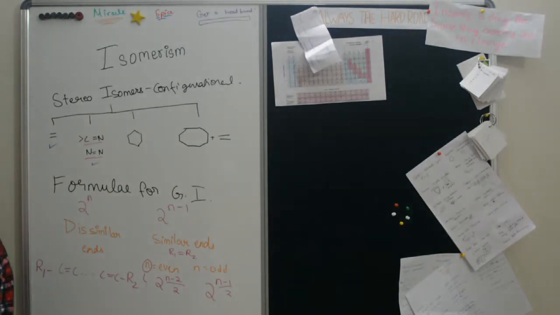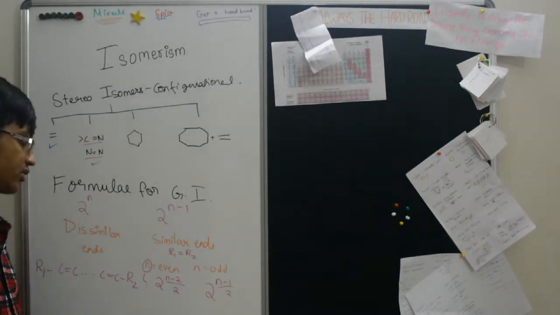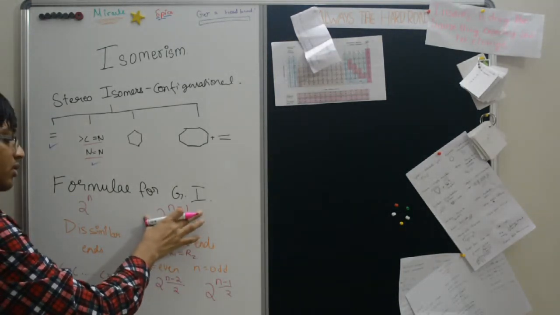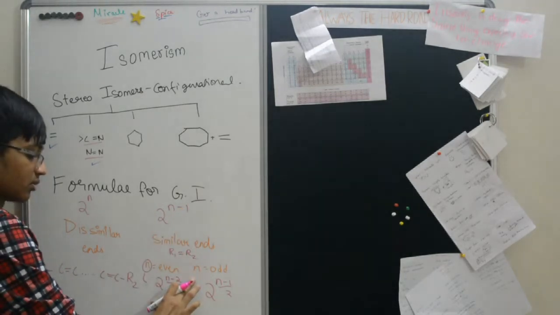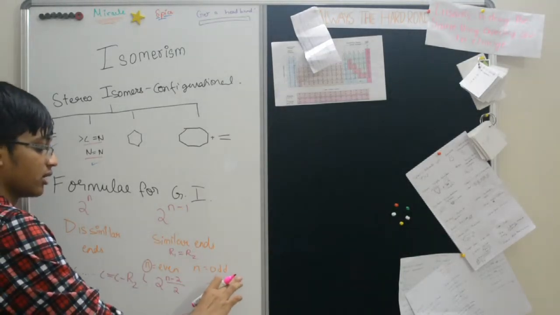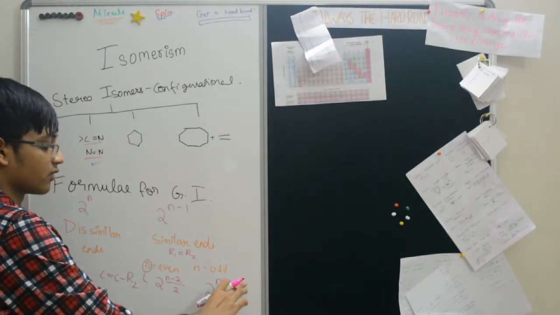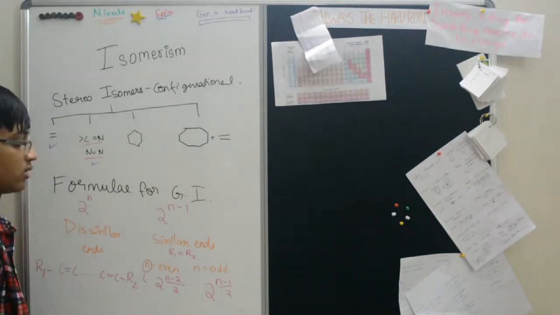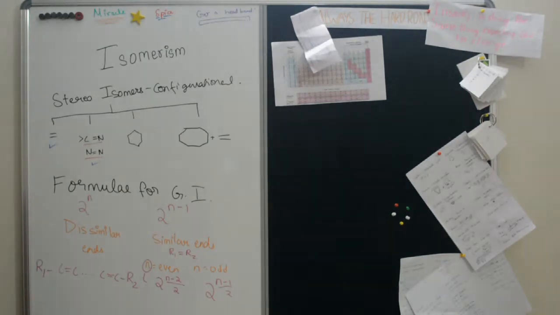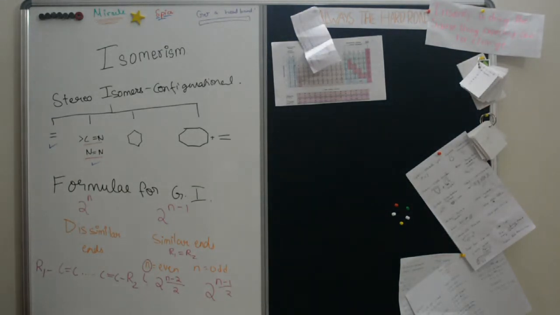So the total number of geometric isomers in a similar molecule with even n is 2 to the power of n minus 1 plus 2 to the power of n minus 2 by 2. And in odd, it will be 2 to the power of n minus 1 plus 2 to the power of n minus 1 by 2. And that's all you have for the number of geometrical isomers. Next we will continue with optical isomerism.